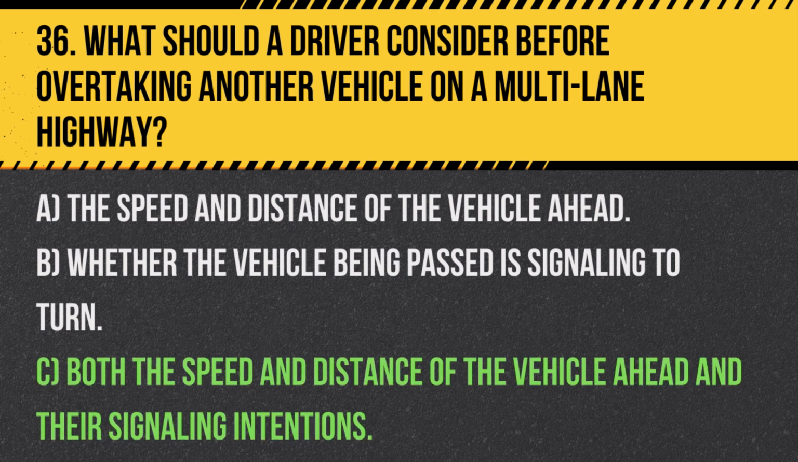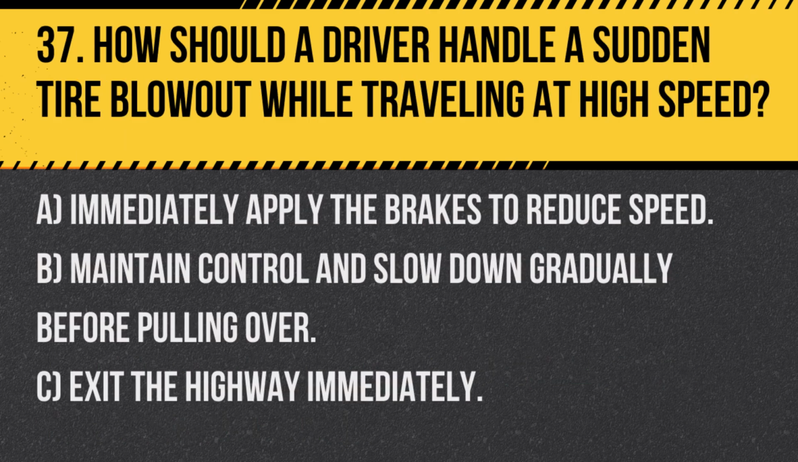Answer. C. Both the speed and distance of the vehicle ahead and their signaling intentions. Knowing both pieces of information ensures a safe passing maneuver. Question 37. How should a driver handle a sudden tire blowout while traveling at high speed? A. Immediately apply the brakes to reduce speed. B. Maintain control and slow down gradually before pulling over. C. Exit the highway immediately.